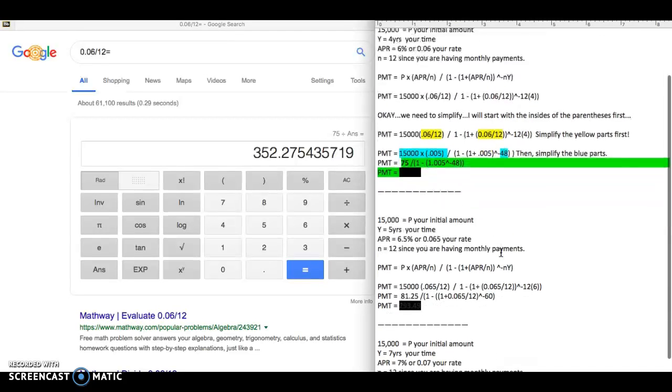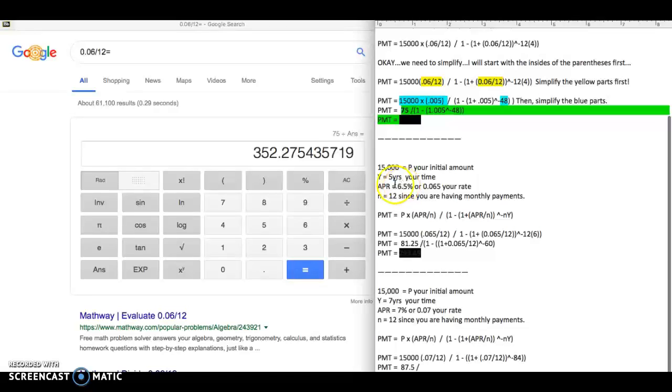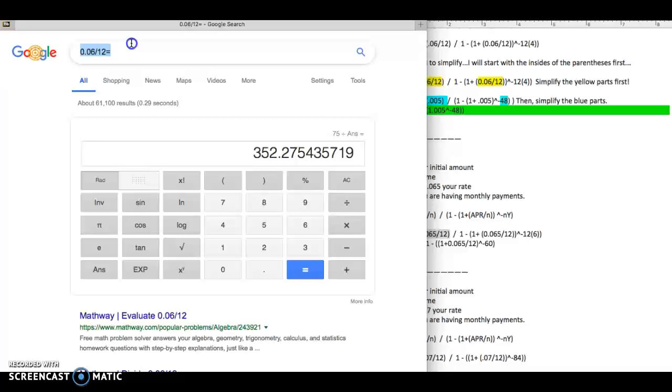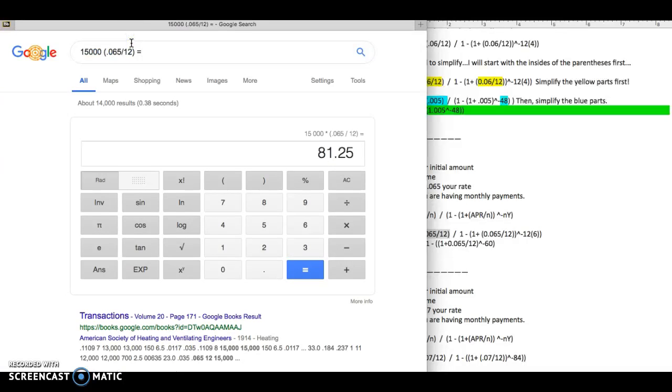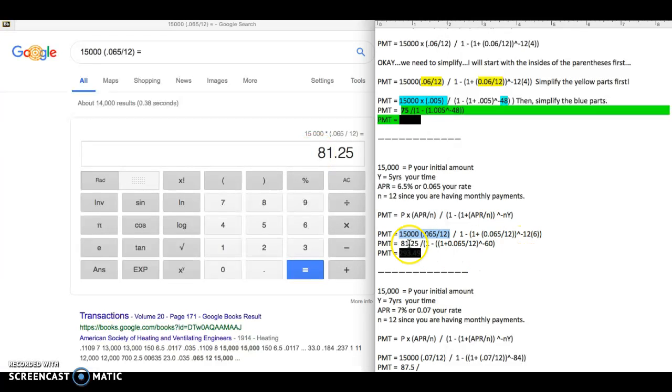So let's try this next example. Okay, I have $15,000, 5 years, 6.5%, and I'm compounding it 12 times. So my numbers go in here. I'm going to start with my top first. Remember, I copy it, I put it inside here, I hit equals, and I get 81.25. Okay, so I can put that in my numerator.